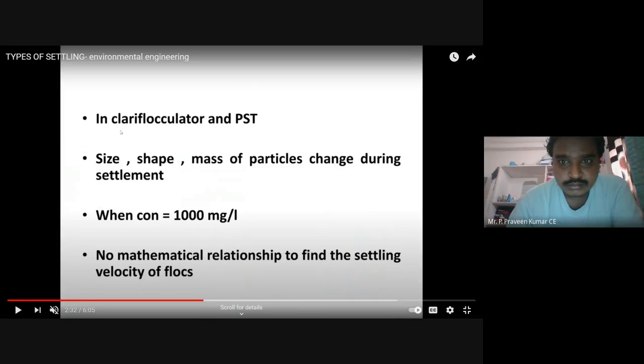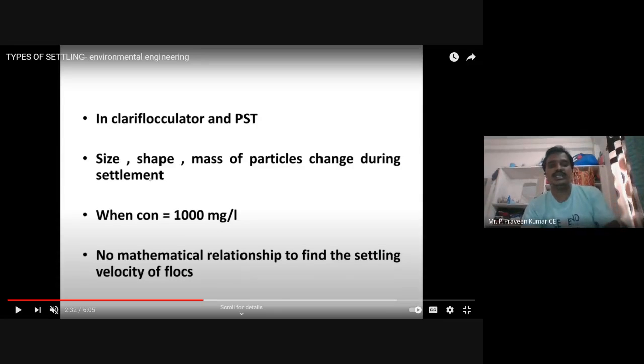See here, this can be seen in the Clarifier flocculator and primary sedimentation process. Size, shape, and mass of particles change during settlement. I said why it will be changed. The three types, that is size, shape, and mass, change due to the concentration with other particles. Then automatically the size of the particle will be changed, the shape of the particle will be changed, and the mass of the particle will be changed during the settlement.